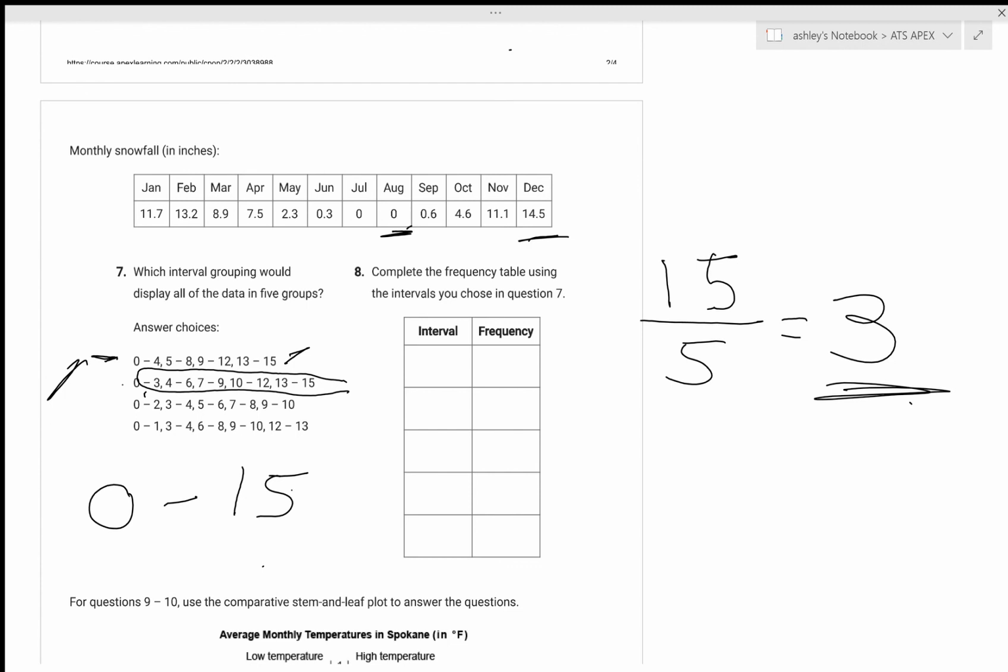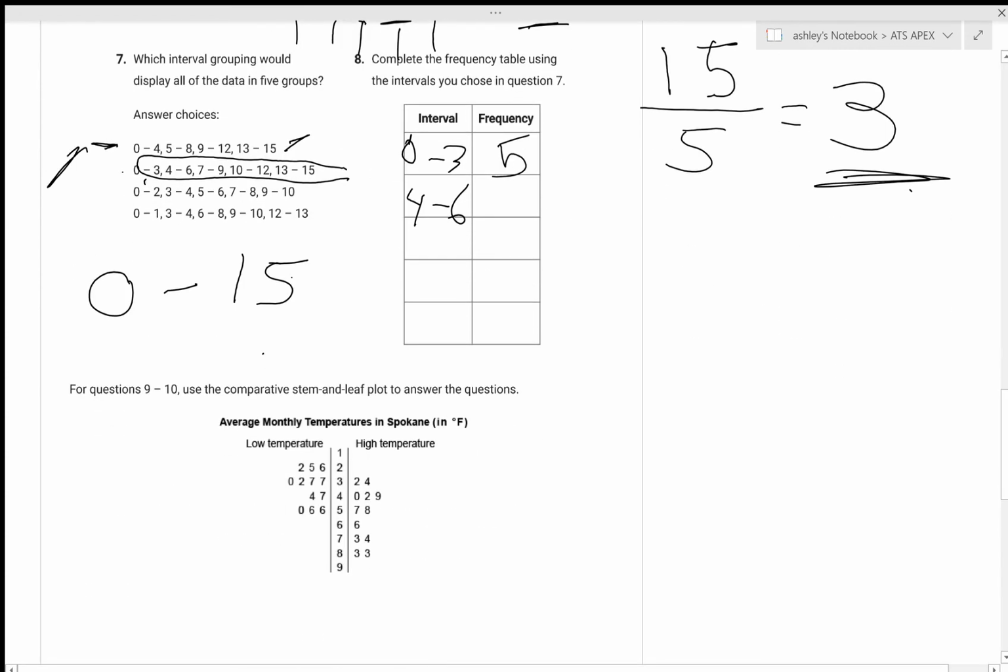Then it asks for the intervals and frequency. So what you do, you have these intervals over here. You would fill in 0 to 3, 4 to 6, and you just copy down what you circled. And then you count how many. So how many had 0 to 3 inches? Well, here's 1, 2, here's another one, 3, here's another one, 4, 5. I think that's all of them, so I put a 5 here. And then you do that for the other groups. So you want 4 to 6, find anything between the 4 and 6 range. Still can't believe this place is getting snow in June, but whatever. I guess it's cold there.